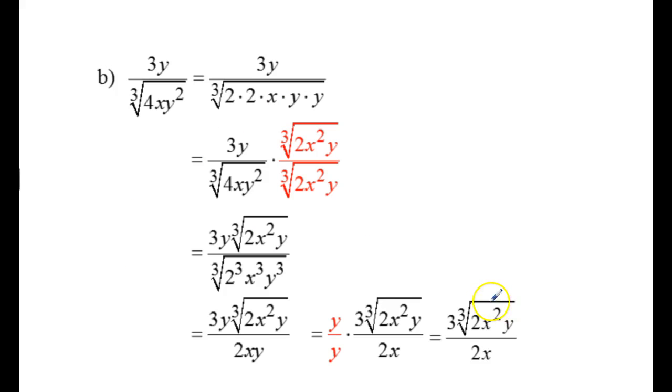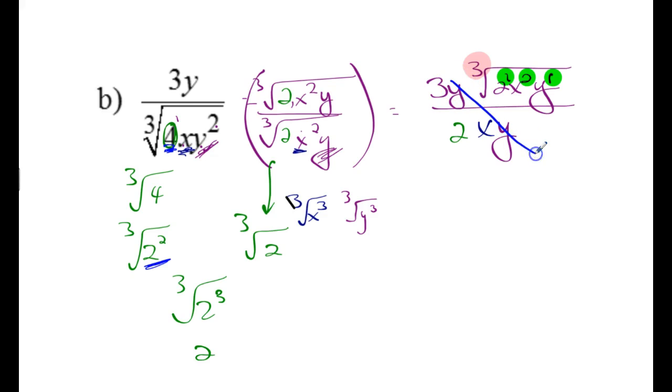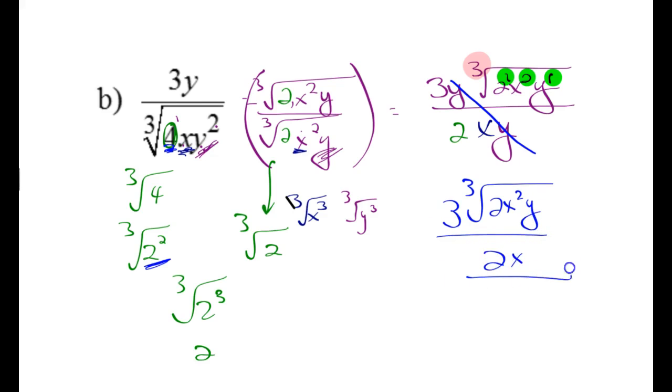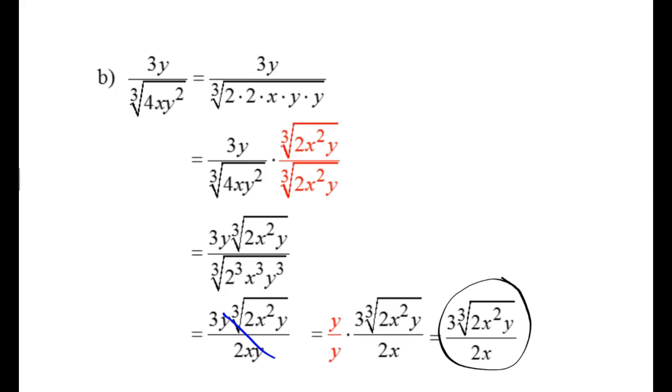3y cube roots of... Oh, it looks like I forgot to cancel my y's. So the y's cancel here. These y's should have canceled. I can't cancel anything underneath, but yeah, I could have canceled those y's. So just 3 cube roots of 2x squared y over 2x would be my final solution. So yeah, 3 over 2x. Good, so reducing. Let's take a look at number 11.